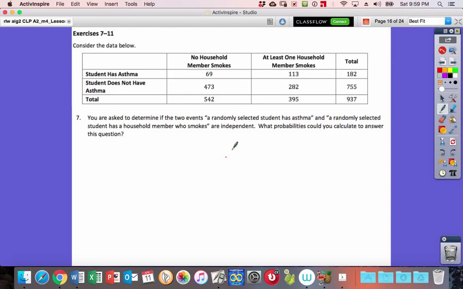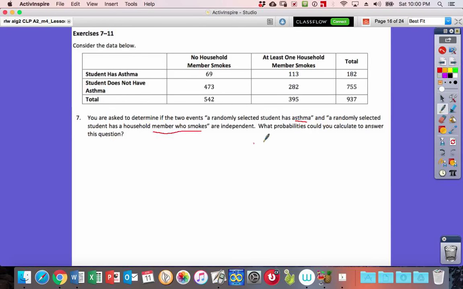Okay, now I want to go to this table that I kind of already know the answer. So they give us a table of students that have asthma and students that do not have asthma, if they have no members that smoke, and if they have members in their family that smoke. And they want to know if these two events are independent. It says if I randomly select a student that has asthma, and if I randomly select a student that has a household member who smokes.